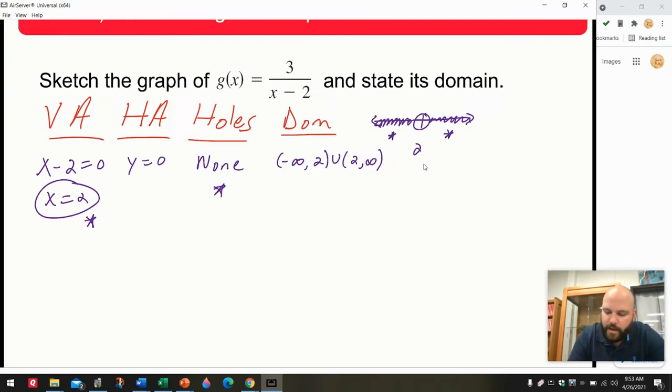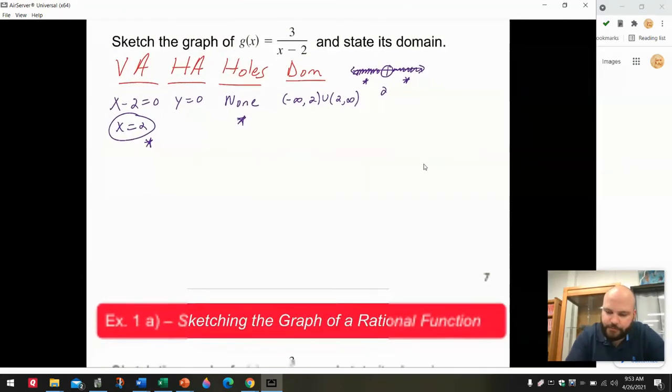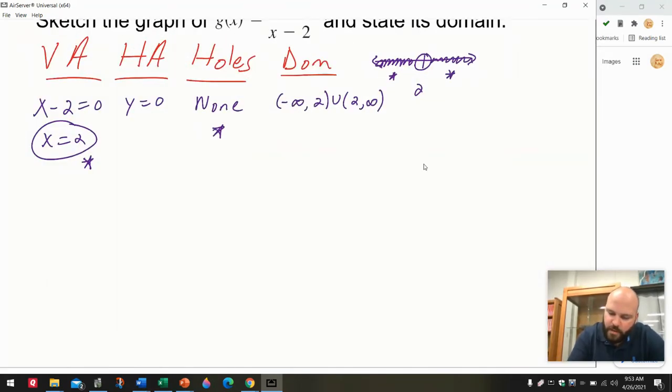Now we need to go ahead and sketch the graph. So the first thing I'm going to do in order to sketch the graph is draw a coordinate plane, just like that. And I'll put some hash marks on here. 3 or 4 each way is usually plenty.